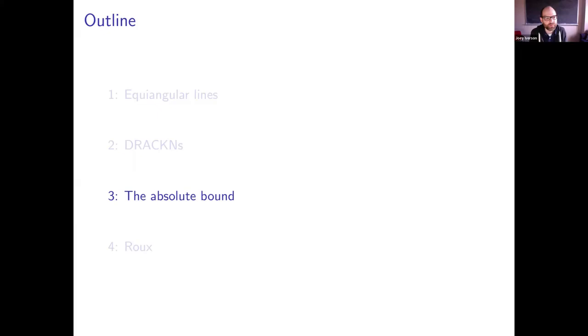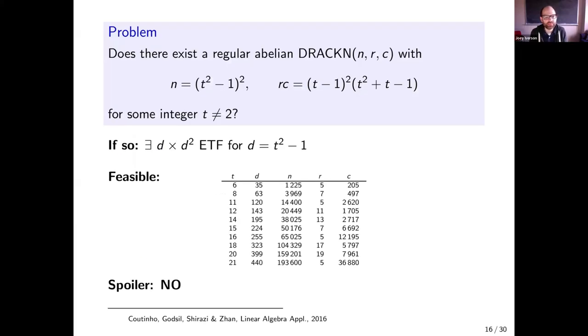Now let's talk about the absolute bound. So I really want to talk about this problem. This problem was posed by Chris and some of his collaborators in a paper in 2016. It asks, does there exist a regular abelian DRACKN, n by r by c, where n is (t squared minus 1) all squared, and r times c is this value? t has to be some integer, and I want it to be not 2. So why would I want this? Well, if it happens, then I get a d by d squared ETF. The d will be t squared minus 1.